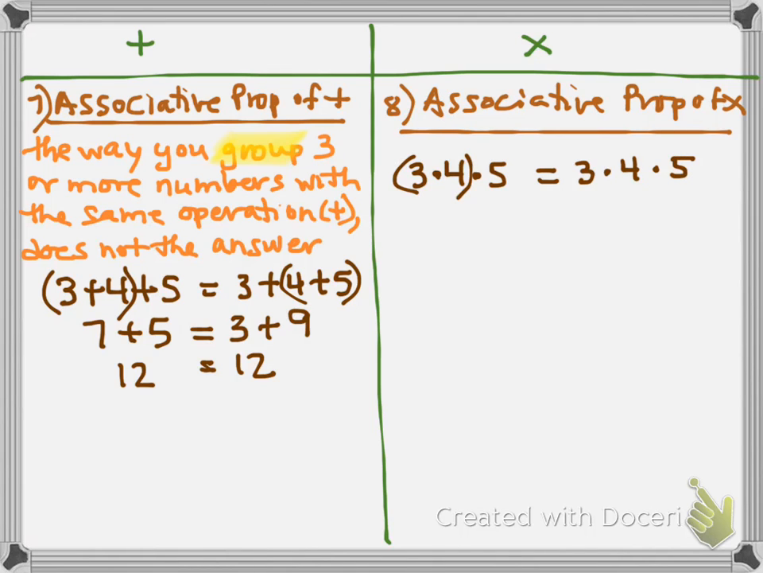So let's say we decide to multiply 3 times 4 first, which is 12, and then we have 12 times 5 is 60. On the other side, let's do the 4 times 5 first. So we get 3 times 20, and 3 times 20 is 60. Okay? Now, the last one I want to give you actually just goes in the multiplication category.